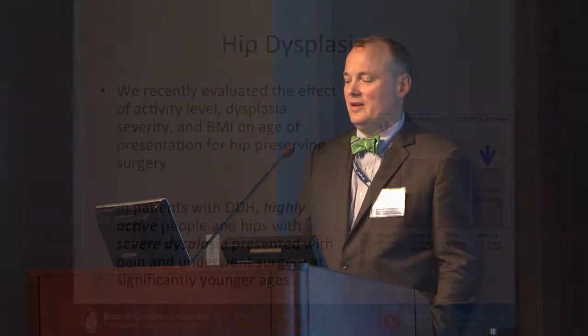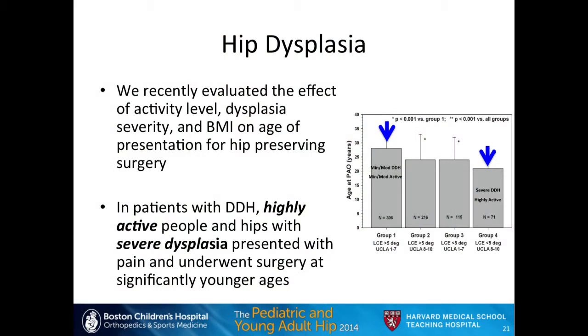And what we found was that, in fact, the patients that had really high activity levels, we used the UCLA activity score, where 8 to 10 was a highly active person exercising several times a week, long distance running, etc. And those with severe dysplasia, meaning the center edge angles that Dr. Bixby was talking about, less than 5 degrees, they had a significant change. They came in a lot earlier, on average about 6 years earlier.